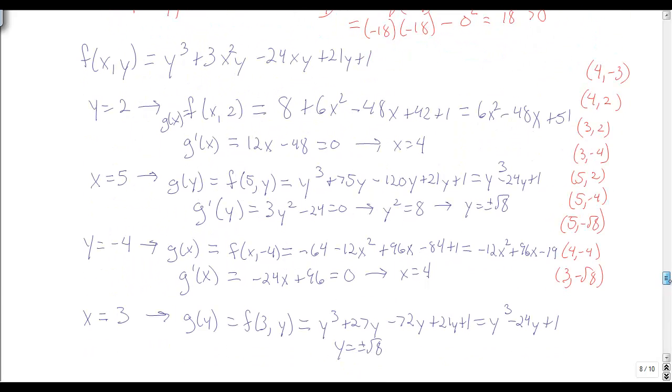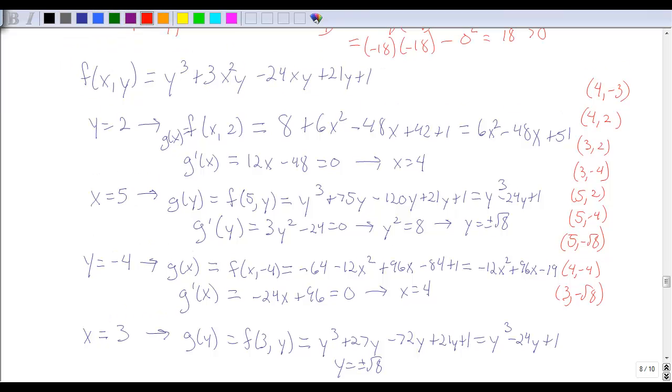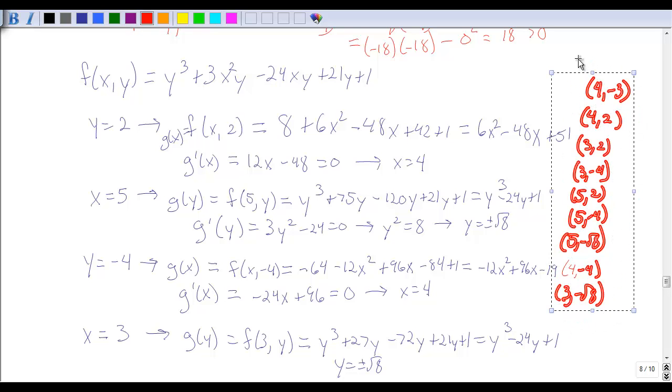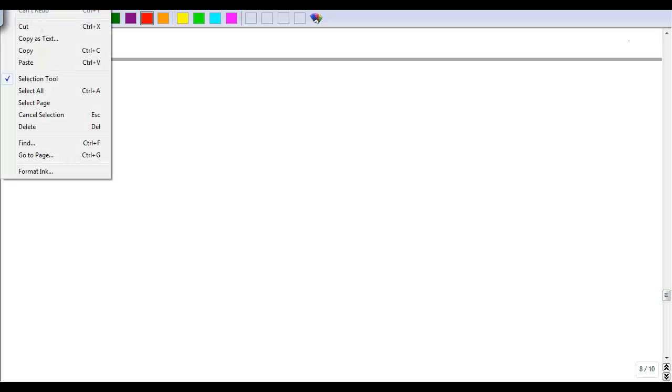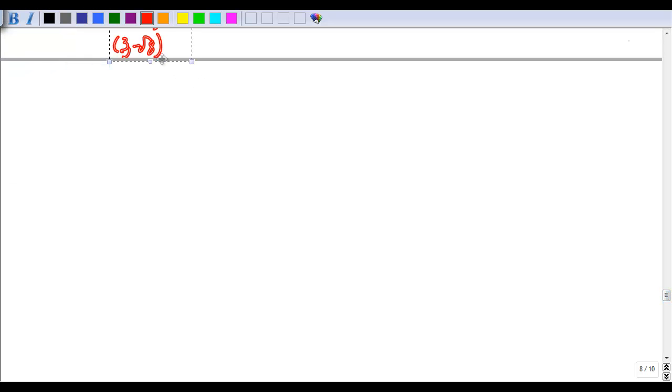Okay, so now I've got 1, 2, 3, 4, 5, 6, 7, 8, 9 points I need to evaluate this function at. You could do those one by one. I'm going to try and use the calculator to be a little more efficient about this. So I'm going to see if I can copy all these points. Copy, go down to the next page, and I'll just list them out. Paste, well, then we've got to drag that down there.